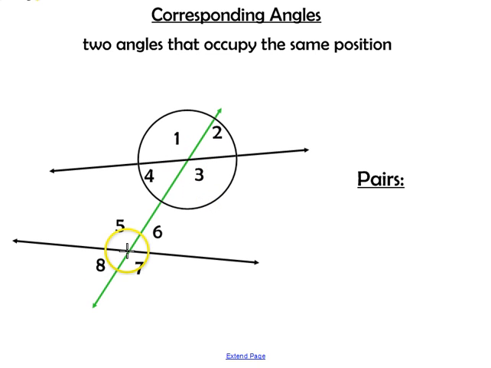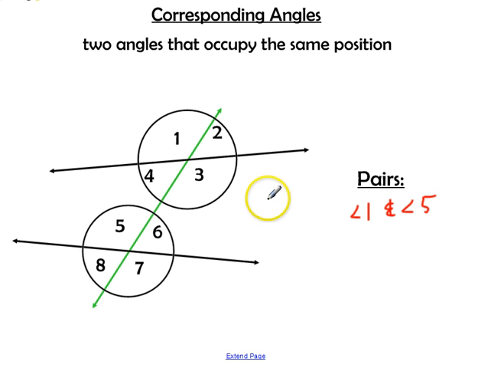If you were to make a circle around each intersection, then it's a little easier to identify their position. Angle 1 is in the top left side of the circle. So here, angle 5 is in the top left side. So we would say that angle 1 and angle 5 are corresponding angles.